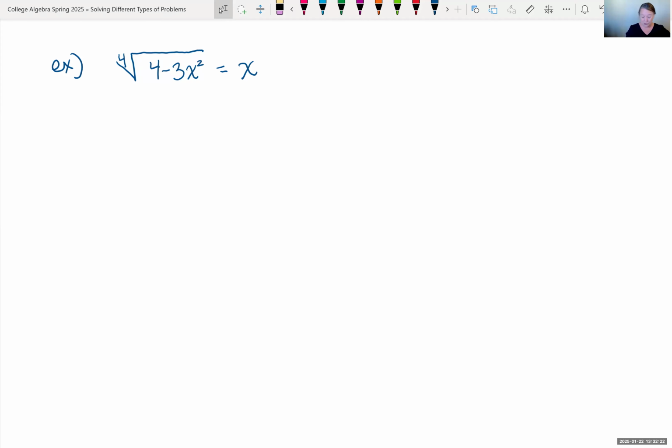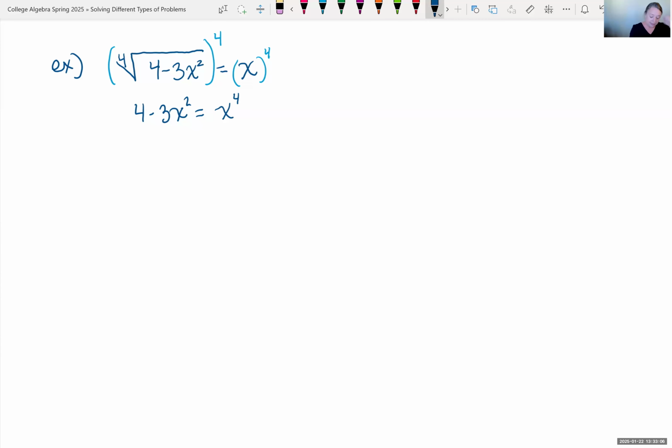I notice we have a radical in the equation. We talked about solving equations with radicals yesterday. We isolate the radical on one side, which this one is, and then we raise both sides of our equation by the index. We're taking the fourth root, so we want to raise both sides by the fourth power so that we can get rid of that radical. Doing so, the fourth root quantity raised to the fourth power, the radical disappears, and we're left with what's underneath the radical, called the radicand. We're left with 4 minus 3x squared is equal to x to the fourth power.